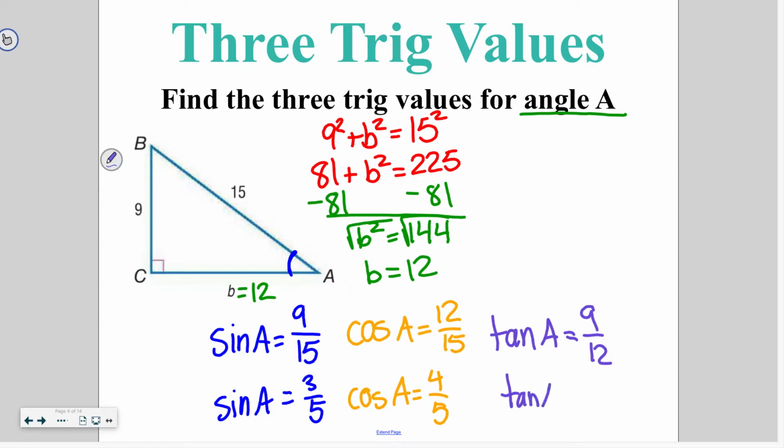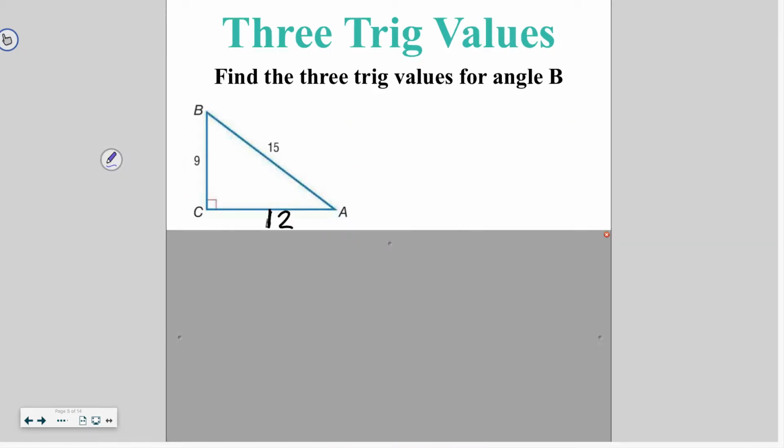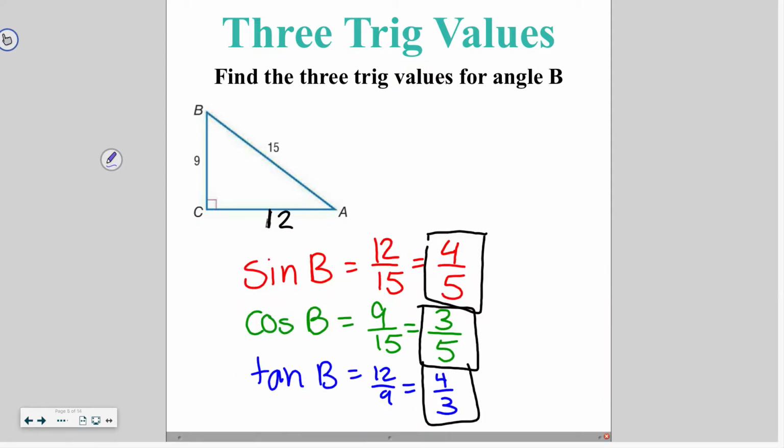So I've got the tangent of A is equal to 3 over 4. So my three values: sine of A is equal to 3/5, cosine of A is equal to 4/5, and tangent of A is equal to 3/4. Go ahead and try this one on your own. Same triangle, but now you are looking for the trig values for angle B.